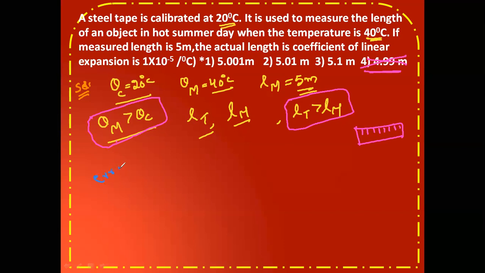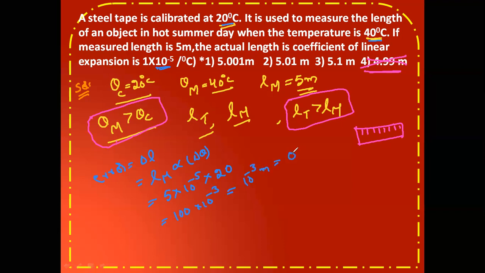So, error is equal to what? Delta L. Delta L is equal to Lm into alpha into delta theta. This is equal to the measured length, which they gave as 5, and the alpha value they gave as 10 power minus 5, multiplied with the rising temperature. From 20 to 40, the rising temperature is 20. So this is 5 into 20, that is 100, multiplied with 10 power minus 5, which is 10 power minus 3 meter.